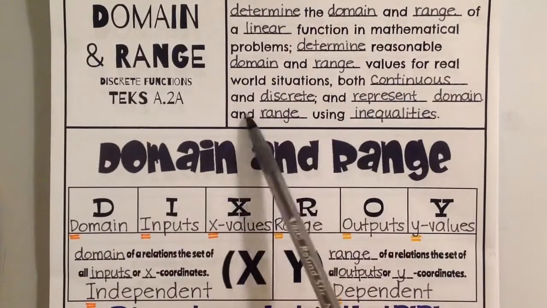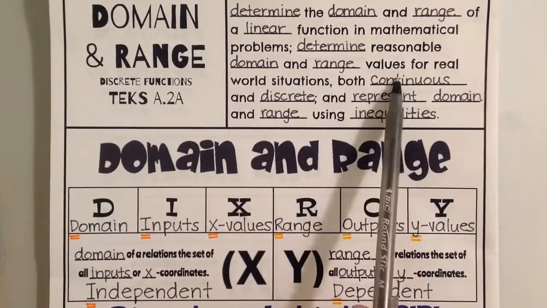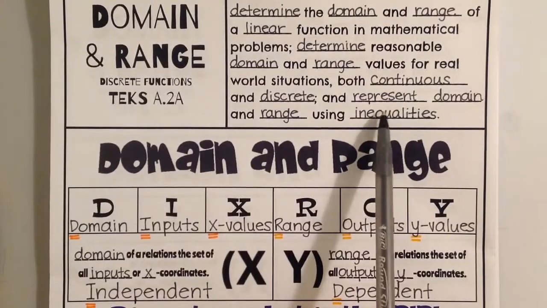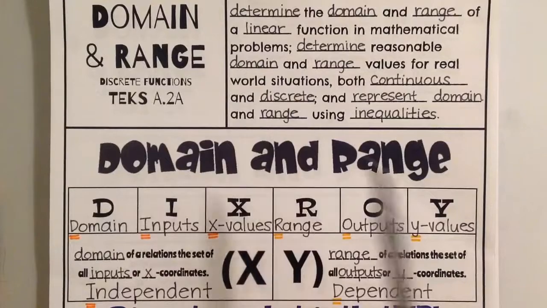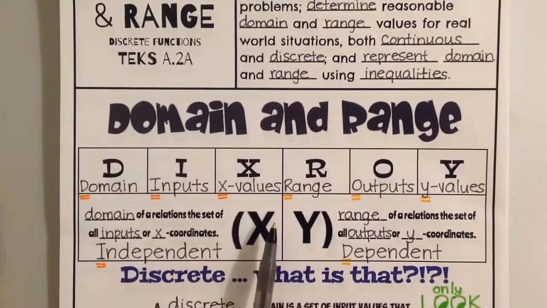And we're going to represent our domain and range using inequalities, your less than, your greater than symbols. This is going to be with continuous, so we're not going to see the less than and greater than signs today for this lesson. We're going to focus on the discrete domain and range. So let's talk about some vocabulary that you're going to need to be familiar with.